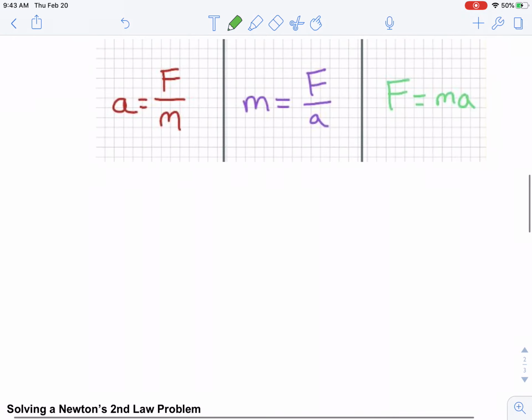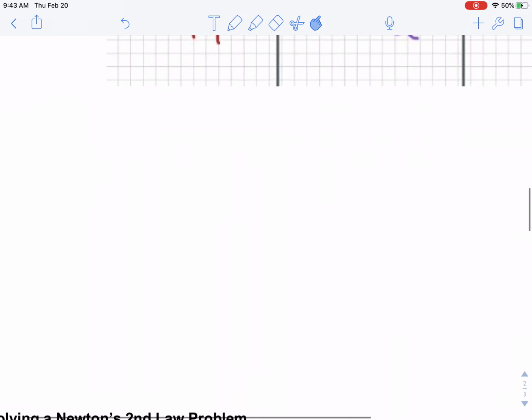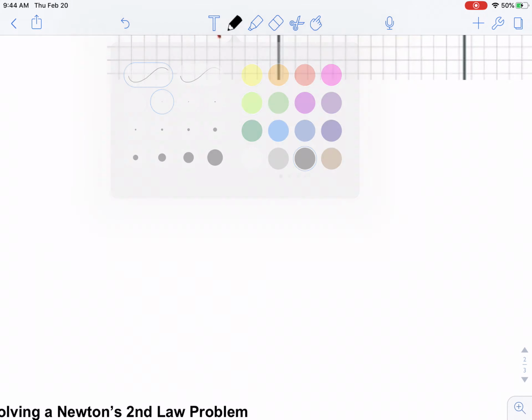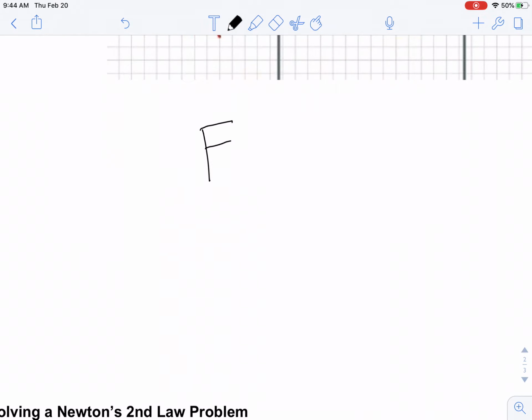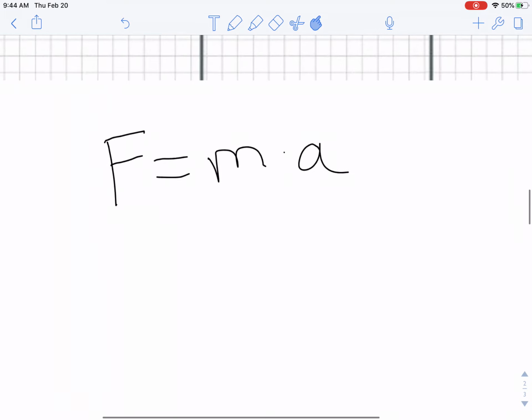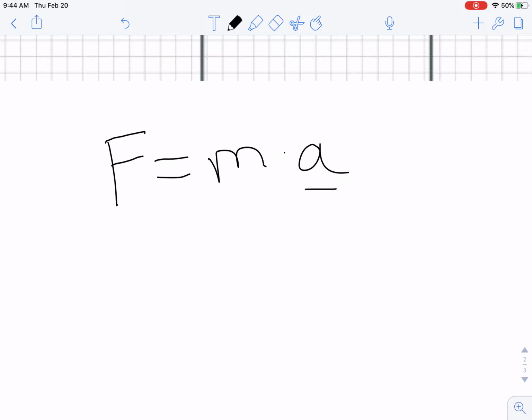Let's take this one over here, and let's write it in our own writing. F equals mass times acceleration. Force equals mass times acceleration. Now, say I wanted to isolate a variable. Like, say I wanted to solve this equation for the letter A, for acceleration. I can do that using algebra rules.